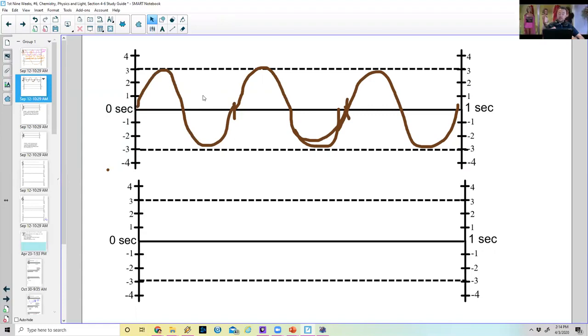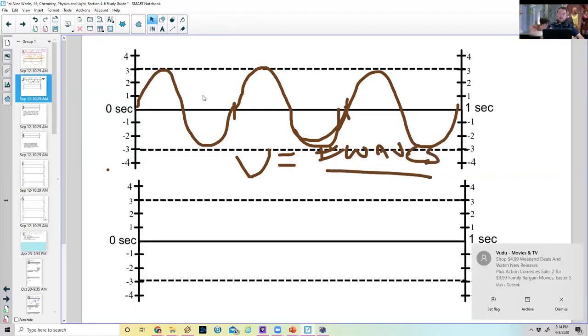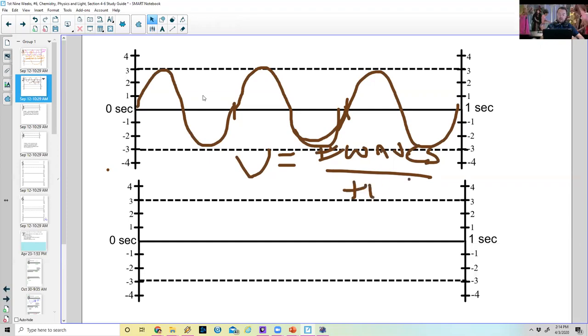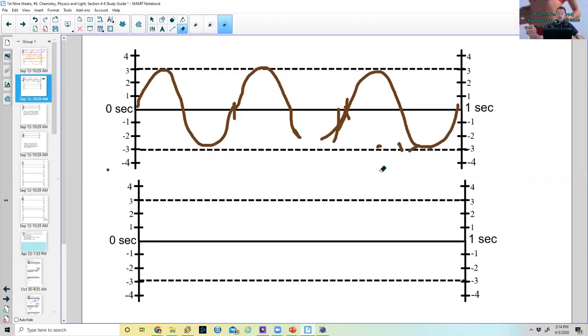So to calculate frequency again, that's new. I'm going to take the number of waves. I'm going to divide that by time. And my time in this case, what's going on there? Why don't you write it? Time is 1 second.